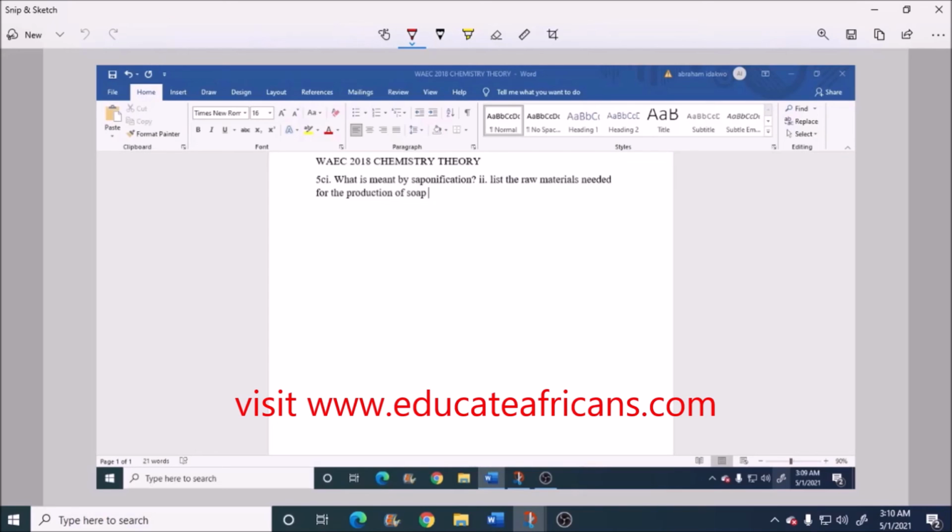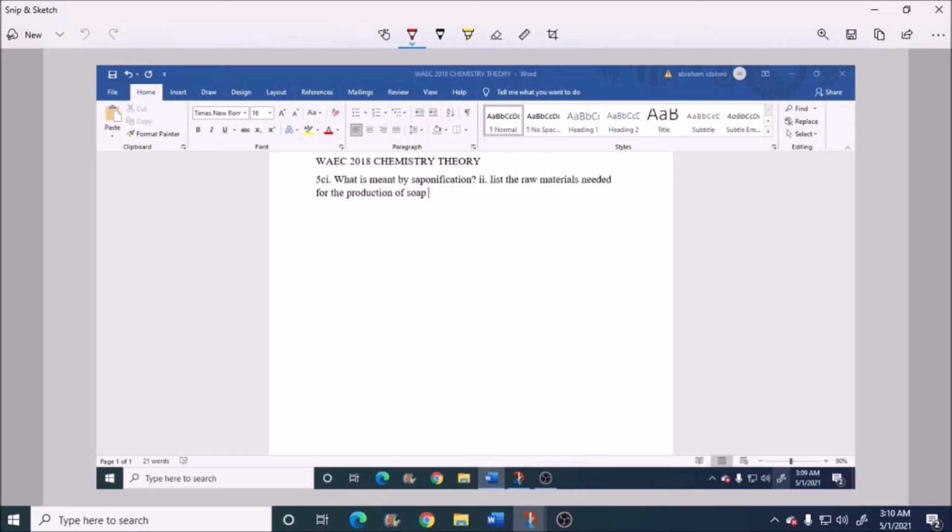Then we have to list the raw materials needed for the manufacture of soap. The materials needed for the manufacture of soap are oil and fat. Then we have alkaline. So these are the materials needed for the production of soap. Then number one, we are asked to state what is meant by saponification, 5C Roman figure 1.